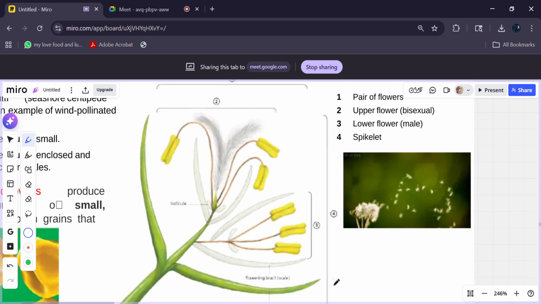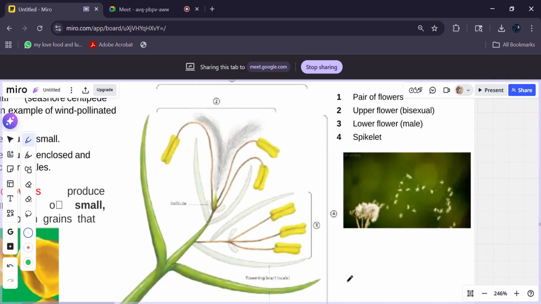The flowers occur in pairs. Each flower is enclosed by two transparent flowering bracts, and the upper flower is bisexual. It consists of an ovary with two long feathery stigmas, three stamens, and two tiny structures called lodicules at the base of the ovary. When this plant is ready to reproduce, the lodicules swell and force the two flowering bracts slightly apart, and in this way the stigmas and anthers can emerge.